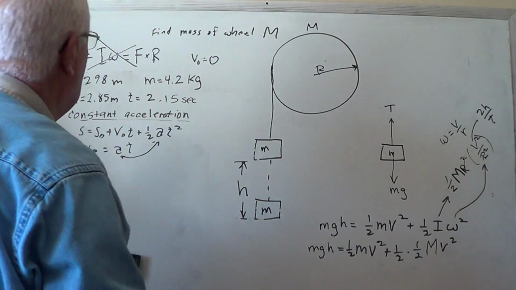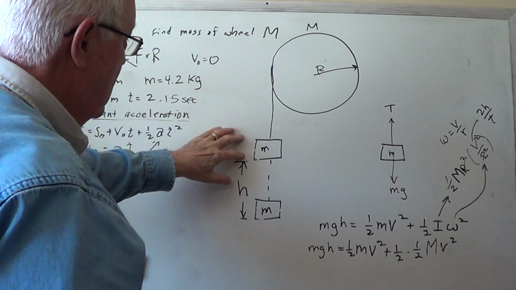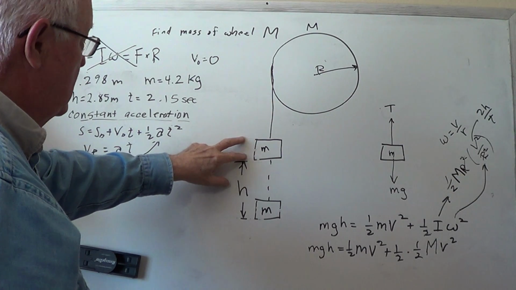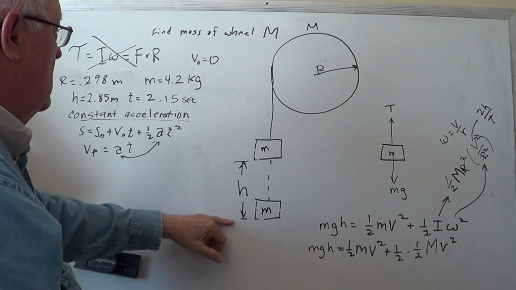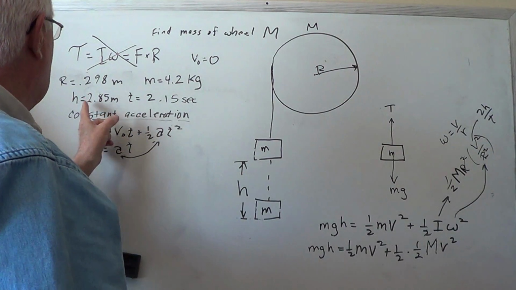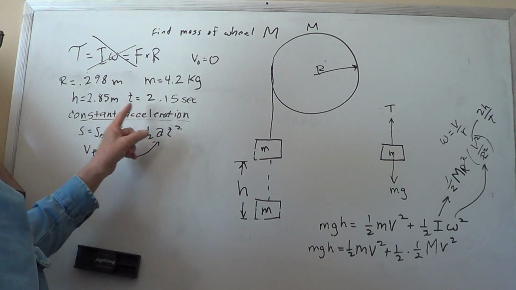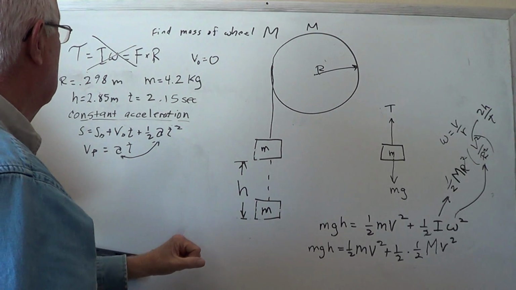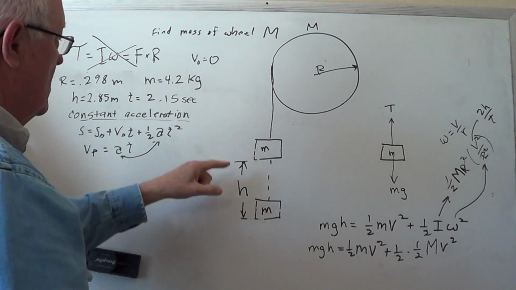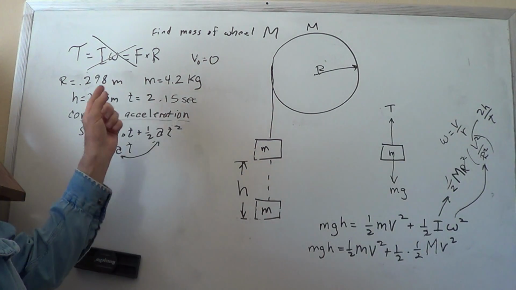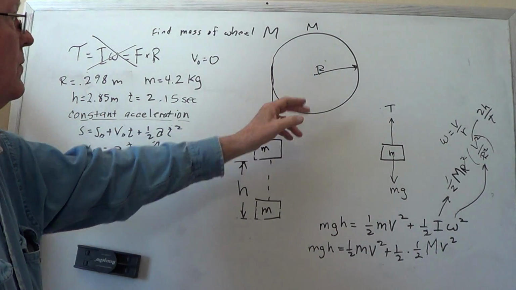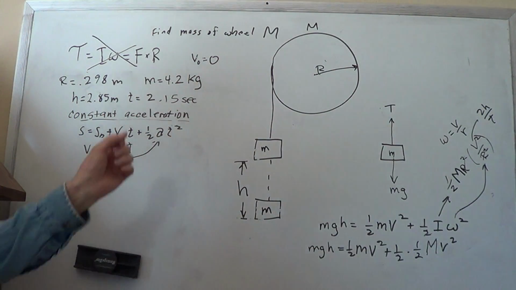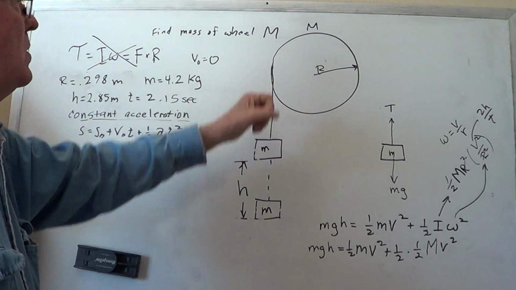Okay, you're given that at time zero, the mass is released and it travels down a certain distance h in a certain amount of time, and you're given that time. You're also given the mass of this block, and you're given the radius of the big wheel up here. You're asked to find the mass of the wheel.